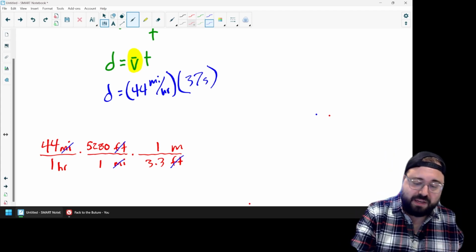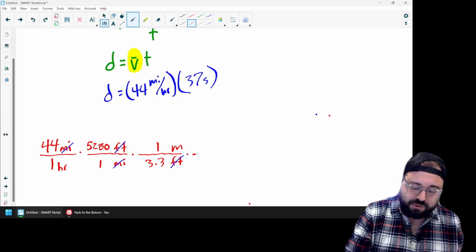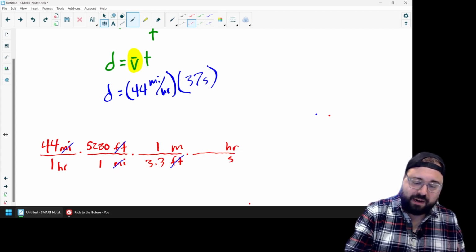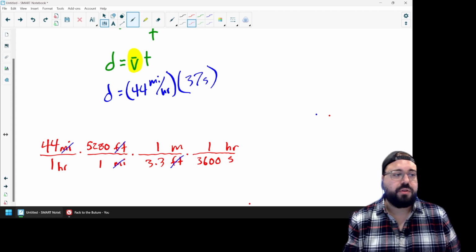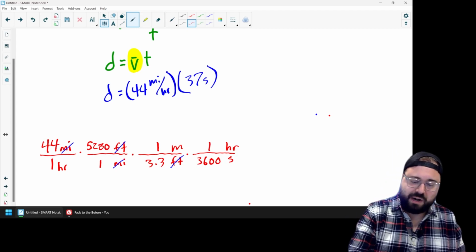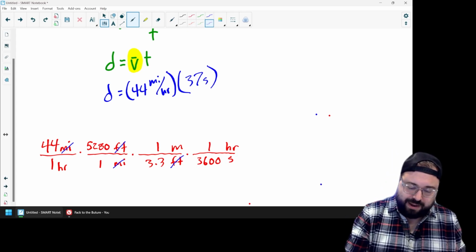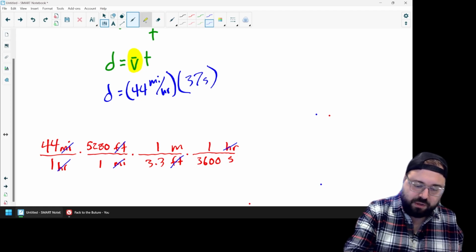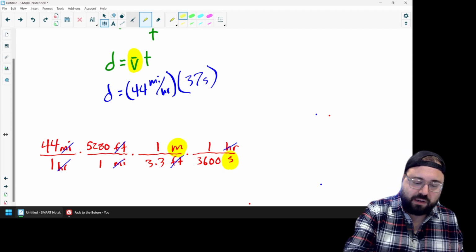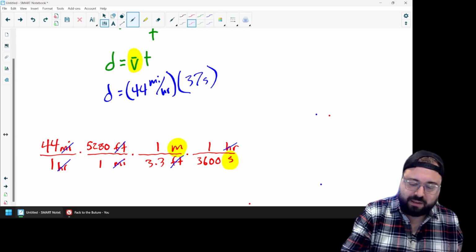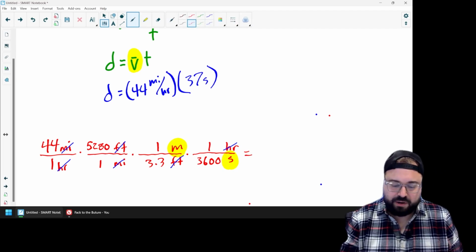Now we've got it to meters per hour, which is wonderful. Now we've just got to convert hours to seconds. If you recall, this one's not on your reference table, but a lot of you remember that there are 3,600 seconds in 1 hour. Now hours cancels out, and the only units we have left are meters and seconds. So now we can throw this in our calculator and get a number.